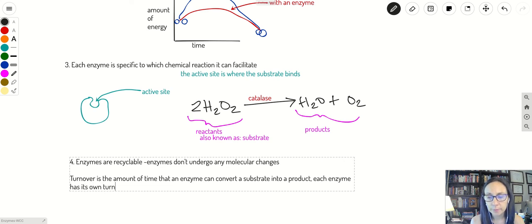And each enzyme has its own turnover number. And there's a range. The range goes from anywhere between 1 turnover per second to 500,000 turnovers per second. So the range is 1 to 500,000 turnovers per second. Okay, so some of these are very, very fast.